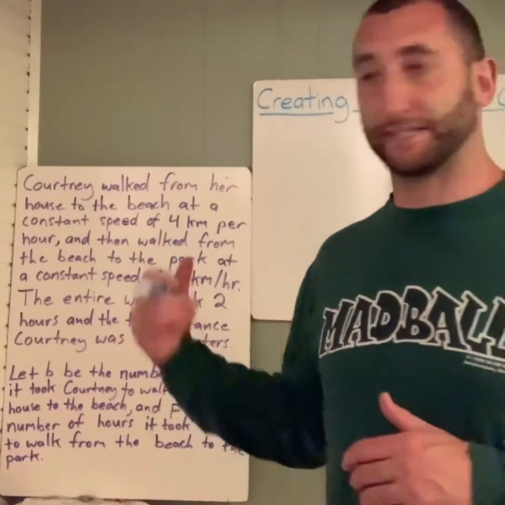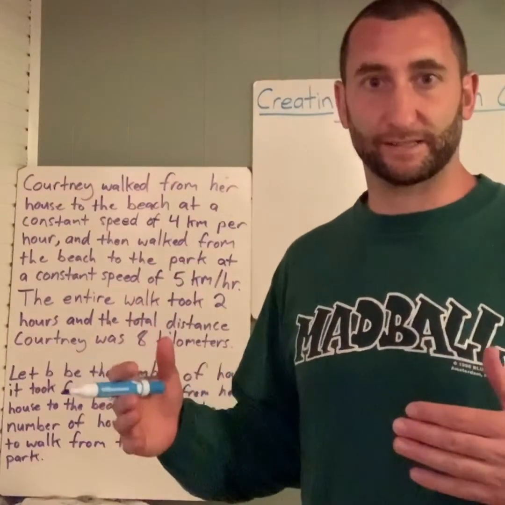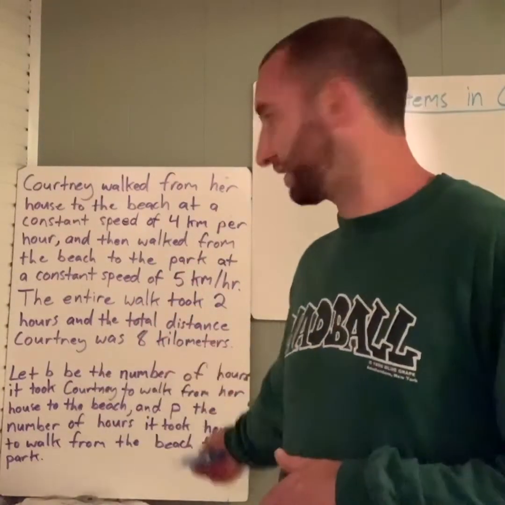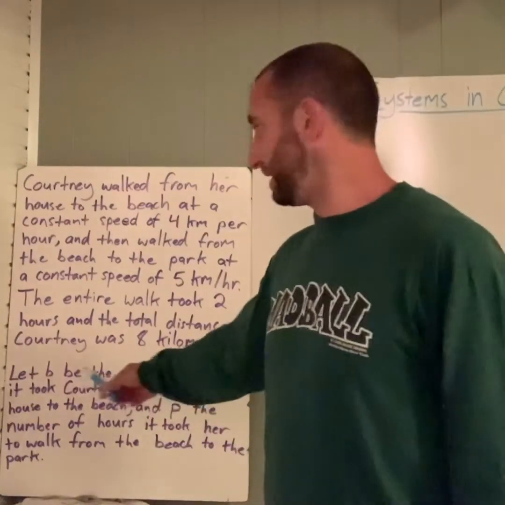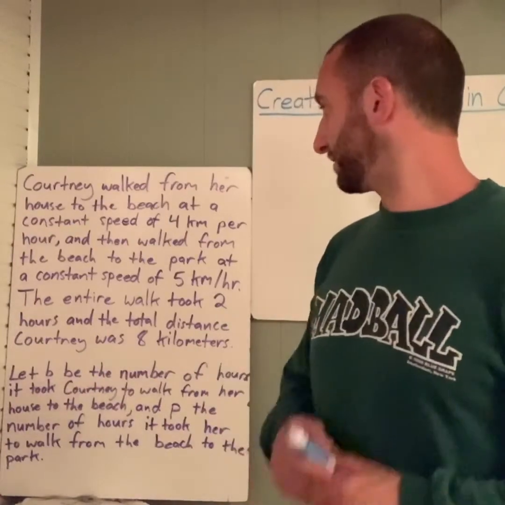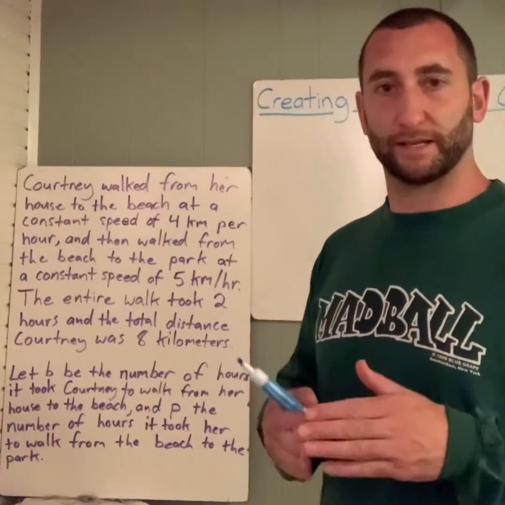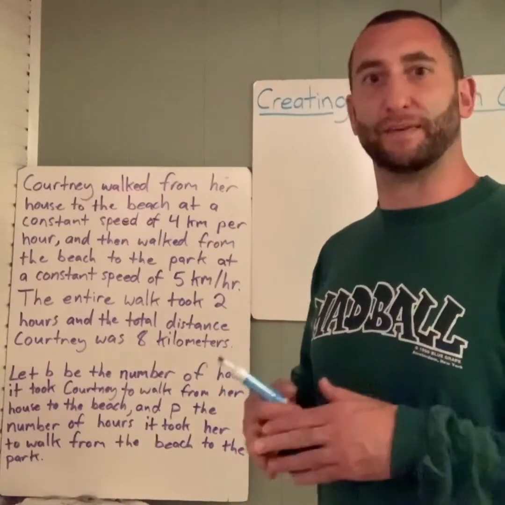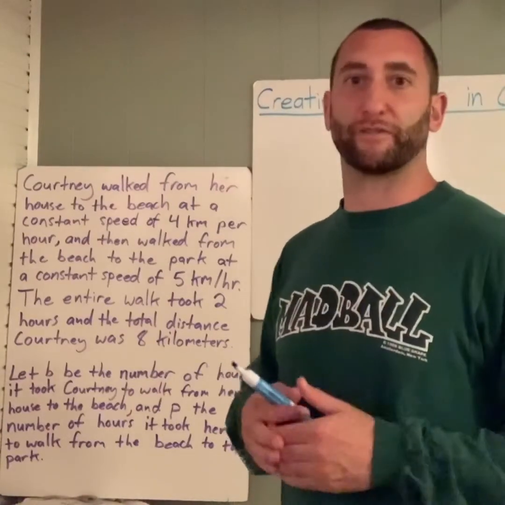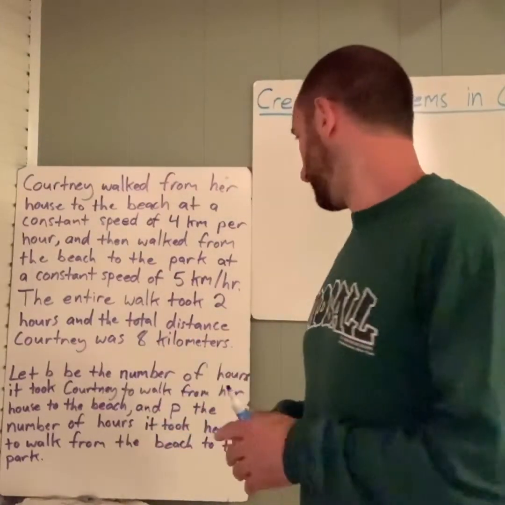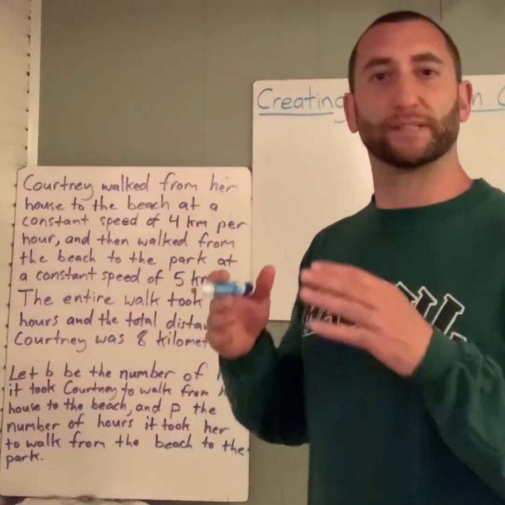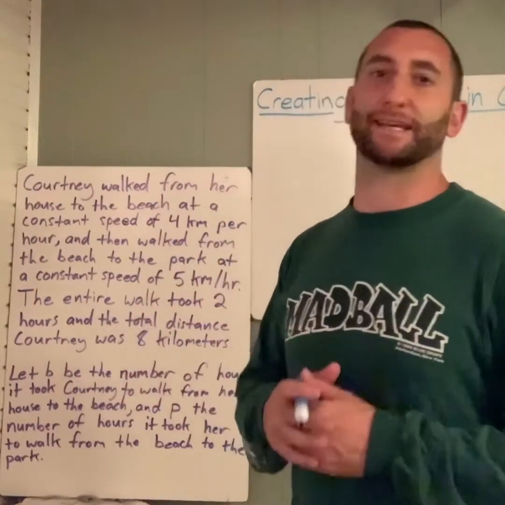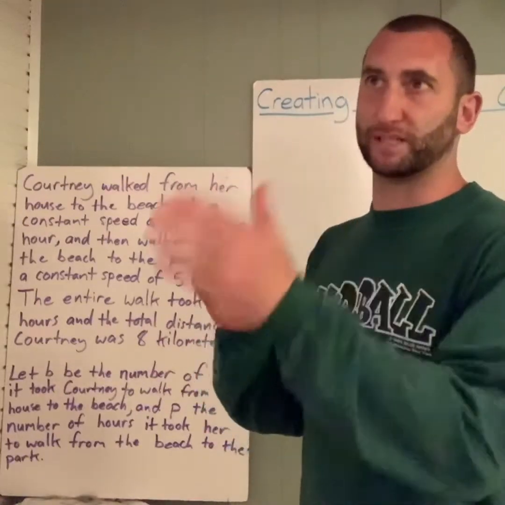So now that we've digested all the information they've given us, it's going to tell us specifically how to make the first one. Okay? So it says, let B be the number of hours it took Courtney to walk from her house to the beach, and then let P be the number of hours it took her to walk from the beach to the park. All right? Now, when we read through this before, it told us how fast she was walking to each place, but it didn't say how long it took her to go from one spot to the other.